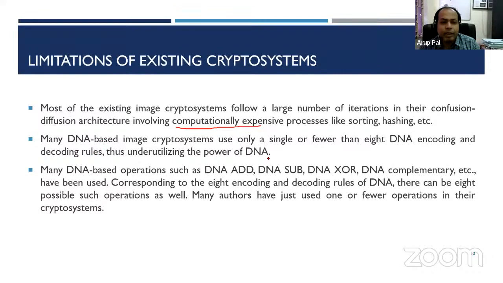The second thing is that DNA-based image crypto systems have 8 rules, but most of them use only one particular rule. That means they are not using the DNA encoding in a proper way. If you can use all the possible encoding rules, it indirectly gives more security. So in our algorithm, instead of considering only one particular encoding rule, we have selected multiple, all possible encoding rules, which gives more security. That is one of the objectives behind this work.